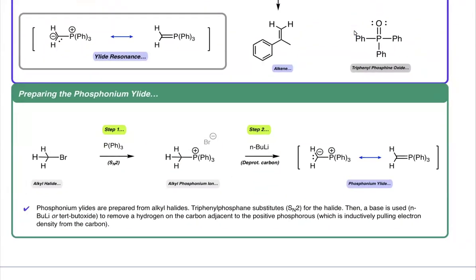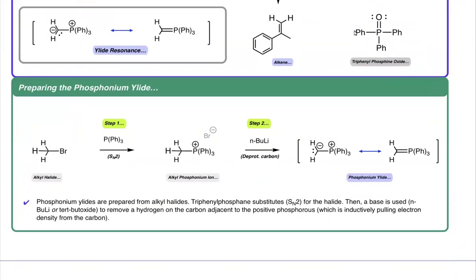The next thing that we need to talk about is how we prepare that phosphonium ylide. The phosphonium ylide is prepared from an alkyl halide. There's a requirement for at least one hydrogen on that carbon, meaning the alkyl halide could be methyl, or it could be primary or secondary, but we cannot prepare a phosphonium ylide from a tertiary alkyl halide. There's two steps. The first step is to react with PPh3, which is going to function as a nucleophile attacking and displacing the bromine in an SN2 substitution.